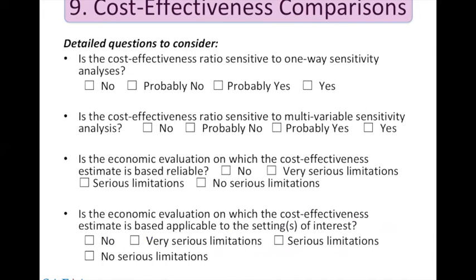More detailed questions here. Is the cost effectiveness ratio, the CER, sensitive to one-way sensitivity analysis or to multivariable sensitivity analysis? This is generally way above the head of most practicing clinicians. And this is where having health economists, ideally emergency medicine health economists, would be helpful on your panel groups, like I said. Is the economic evaluation on which the cost effectiveness estimate is based reliable?